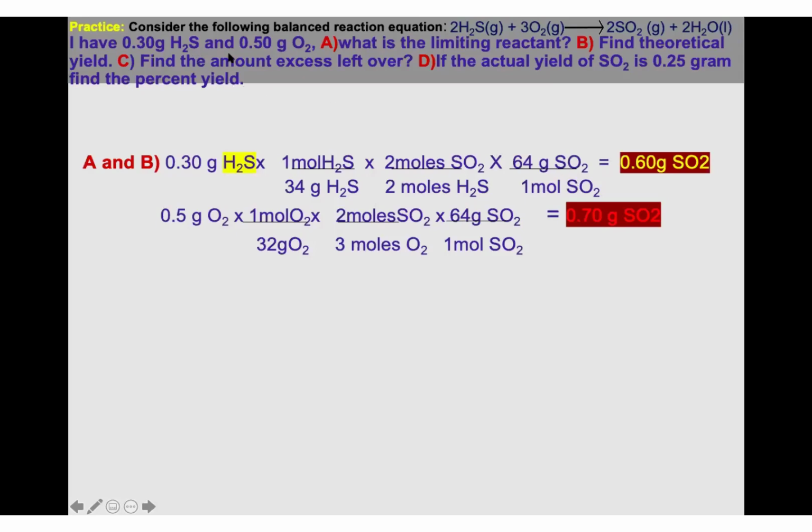Here we have the question, so make sure that you read the question until the end always. For sure, the limiting reactant question one. It says we have a balanced chemical reaction. Although it says balanced, I never trust.